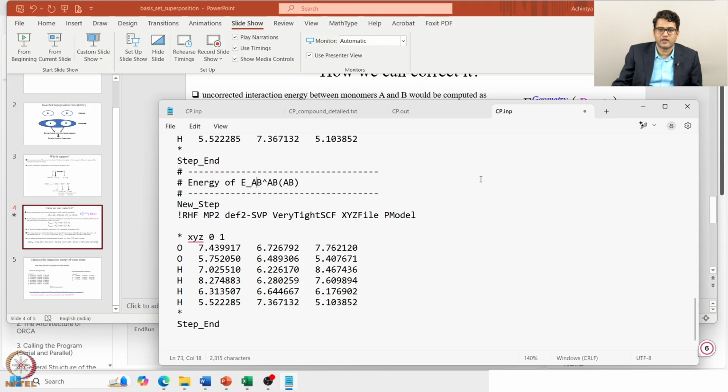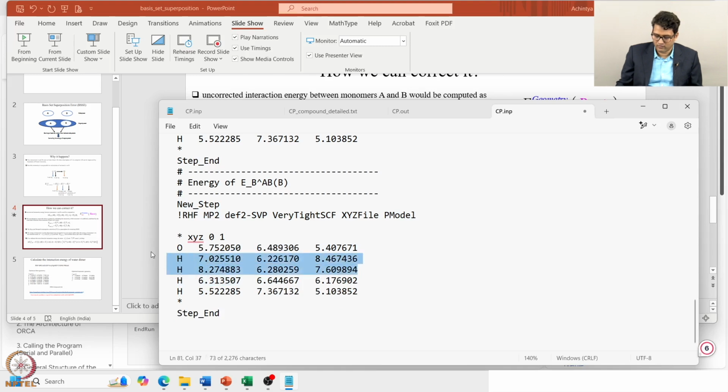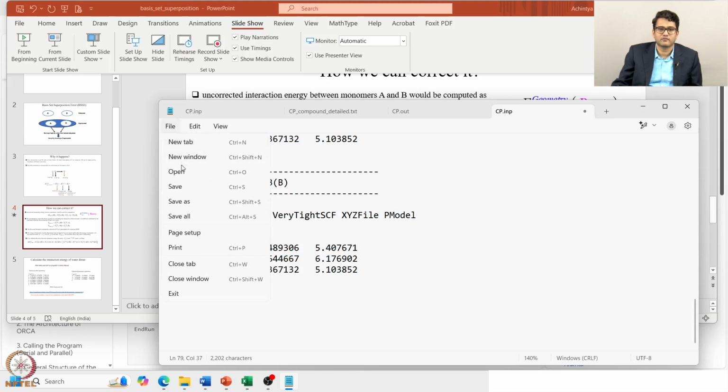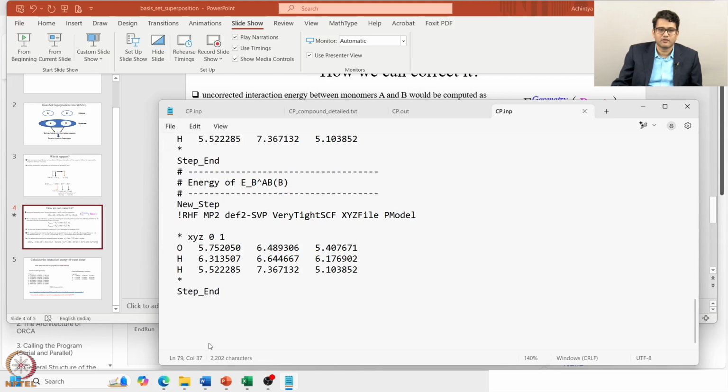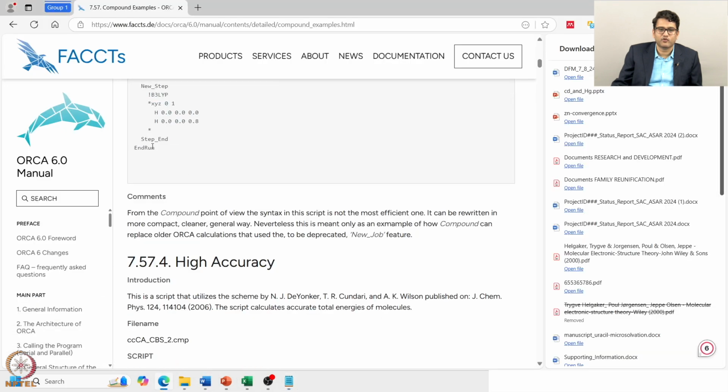And the next thing, so now I would make it energy of B at the geometry of AB and basis set of B. So, I have to remove the coordinates of the first water molecule. So, now my compound job is almost done. The only thing I have to do is end the compound by end run.